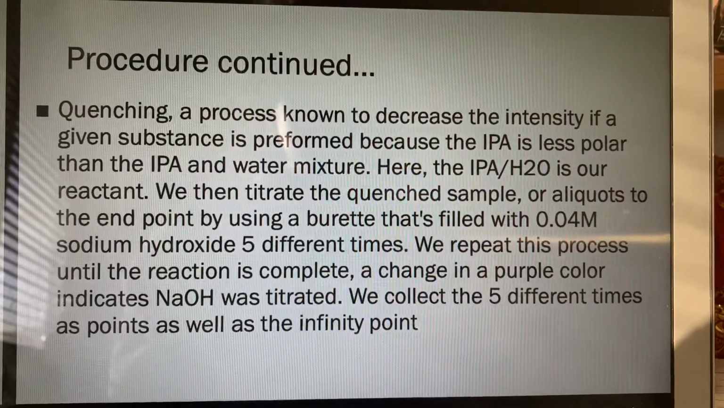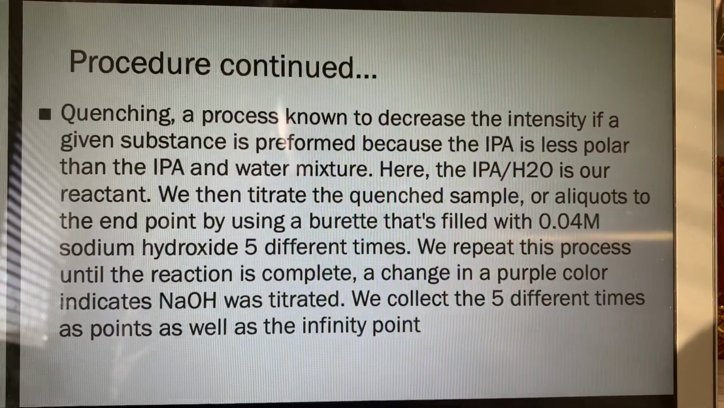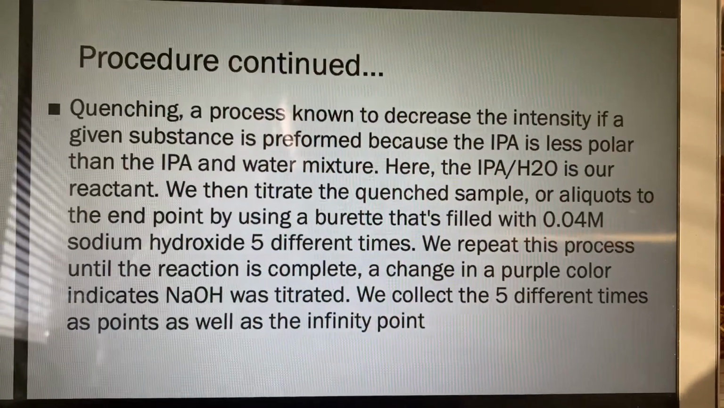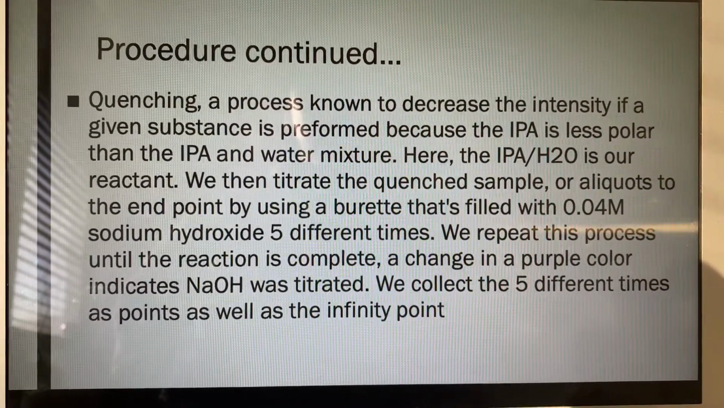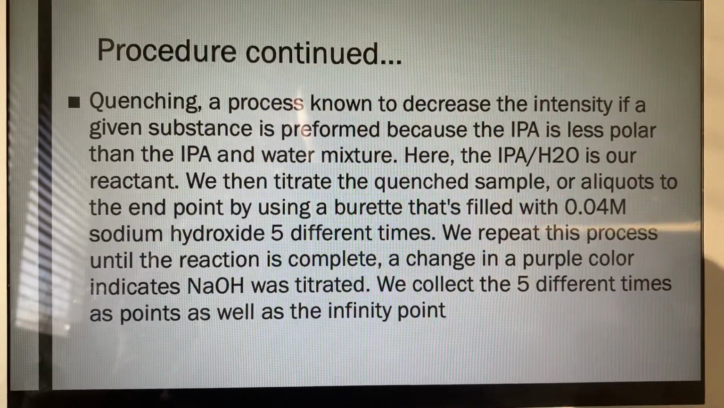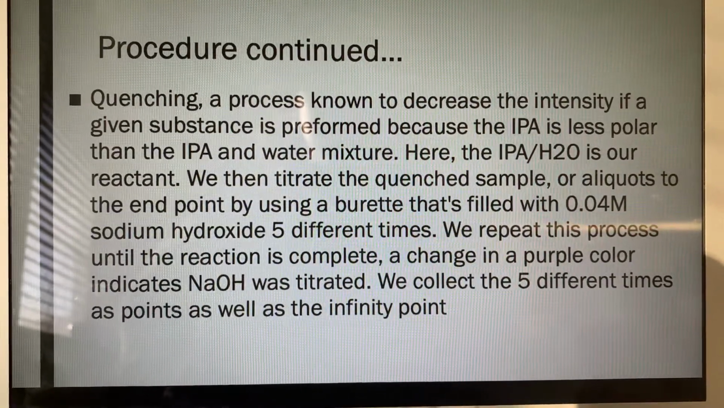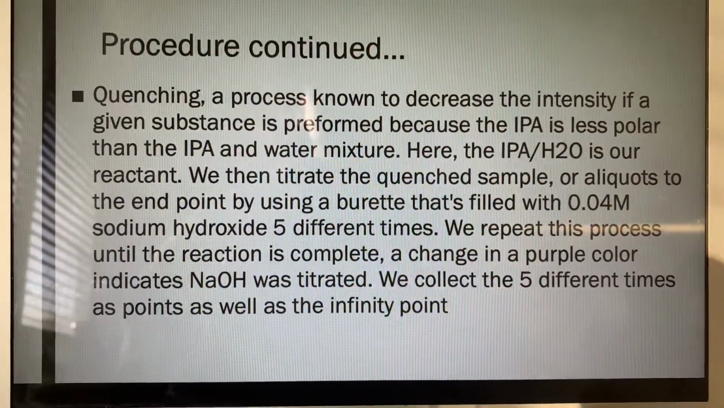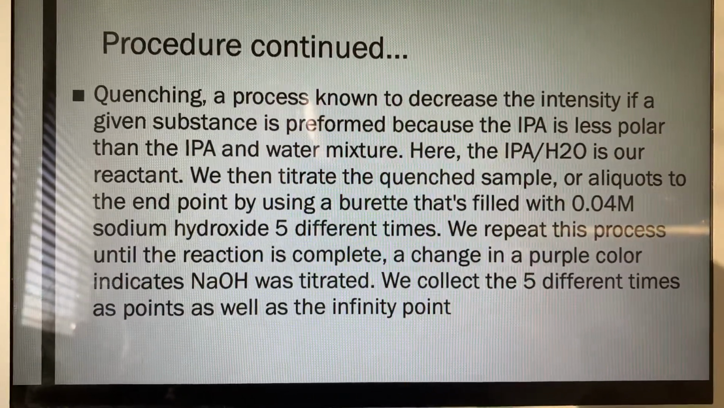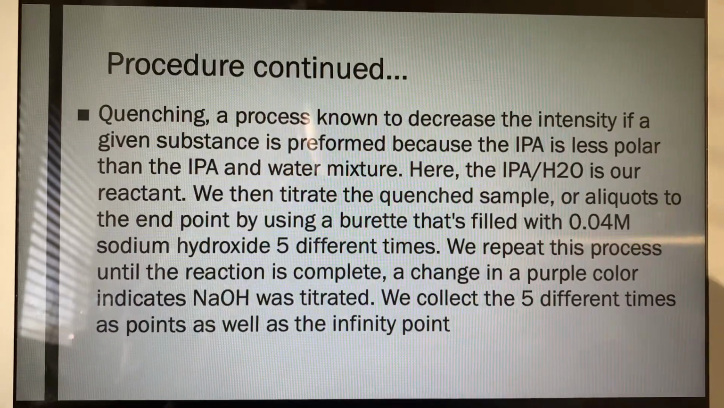We then titrate the quench sample, or aliquots, to the end point by using a burette that is filled with 0.4 M sodium hydroxide 5 different times. We repeat this process until the reaction is complete. A change to a purple color indicates that NaOH was titrated. We collect the 5 different time points, as well as the infinity point.